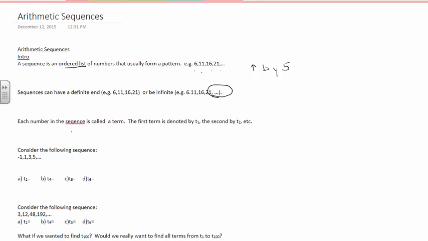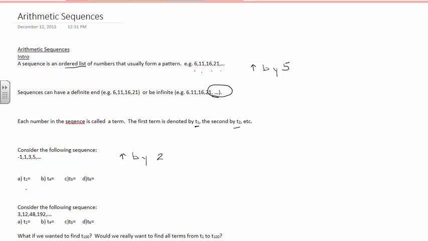Each number in the sequence is called a term. The first term is denoted by T1, so we do it as a subscript, so be sure it's a little bit lower. And then we have term 2, etc. So in this sequence here, where we have -1, 1, 3, and 5, we can see that the pattern is that we're increasing by 2 all the way along.